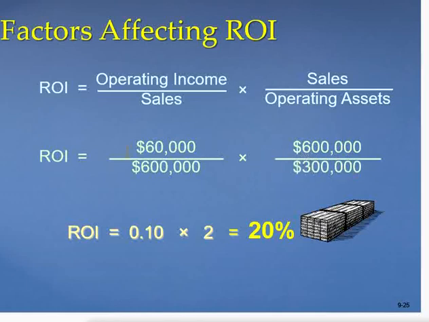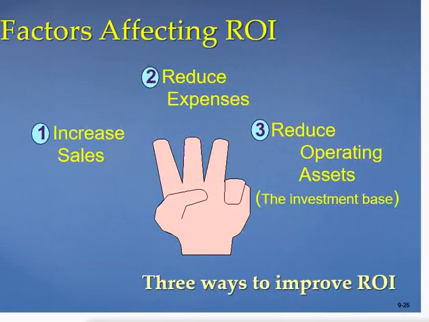This is one way. Another way, maybe you can reduce your assets. So these are ways to improve return on investment: if you decrease the expenses, or if you increase the sales, or you can decrease the assets. There are three ways to improve your return on investment. So what are these three? Increasing the sales, reducing expenses, or reducing your operating assets. These are three ways in which we can improve return on investment.